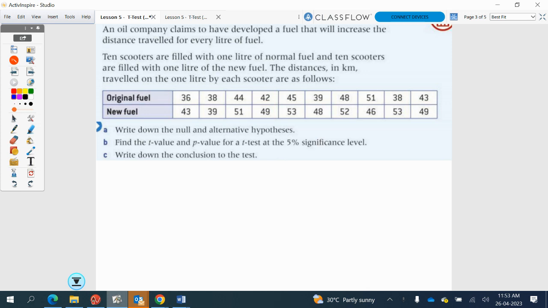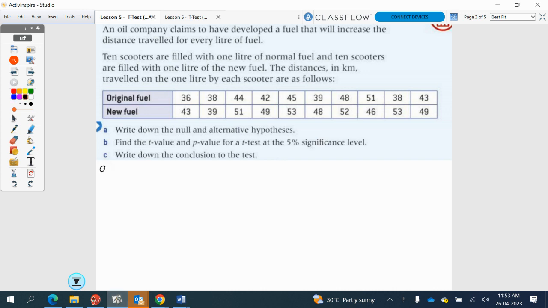Okay, so an oil company claims to have developed a fuel that will increase the distance traveled for every liter of fuel. 10 scooters are filled with 1 liter of normal fuel and 10 scooters are filled with 1 liter of the new fuel. The distance in kilometers traveled on 1 liter of each scooter is given in the table. Write down the null and alternative hypothesis.